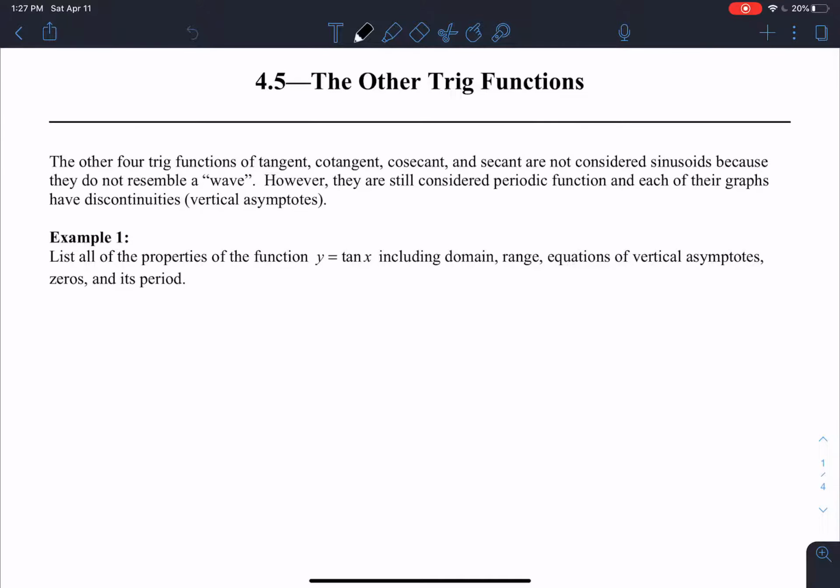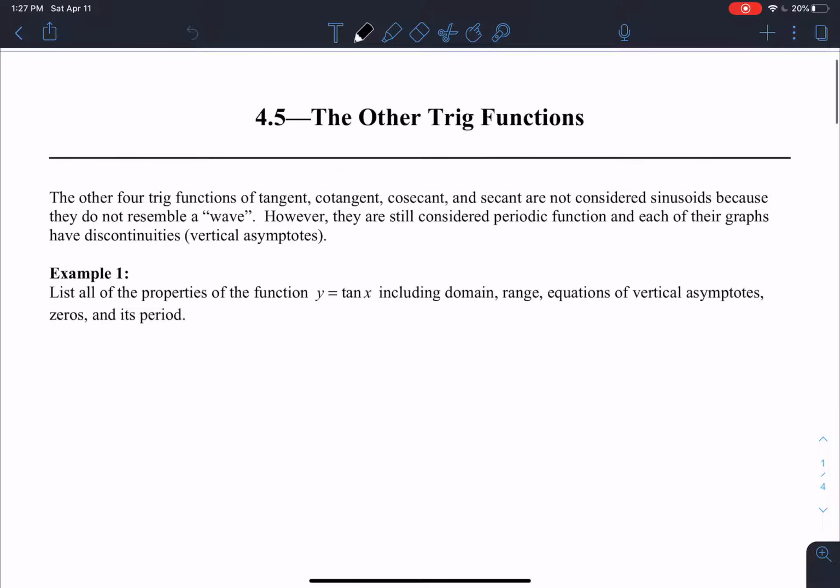Hey guys, so this is going to be the last section in chapter 4. It's going to be the last graphing section that we're going to do. Now, obviously we've done sine and cosine, so we still have tangent, cotangent, cosecant, secant to do.